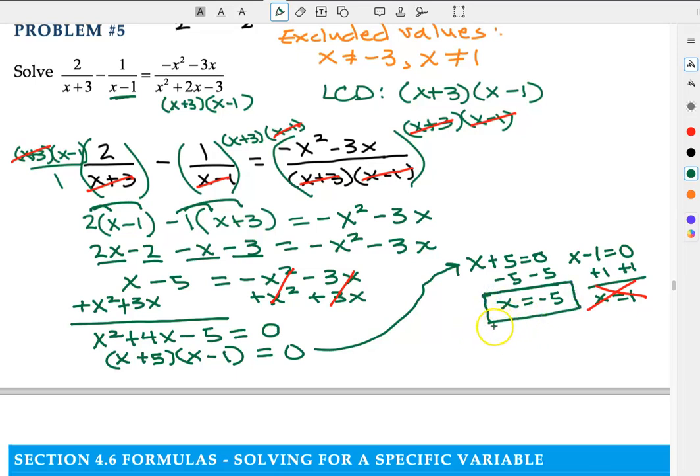So in this one, we wouldn't have a DNE or no solution because there is a solution. It's just one of the other solutions. It's called an extraneous solution. So it's like we come up with it, but it's going to make us divide by 0, so we can't use it. Okay, so our answer in that is just x equals negative 5.